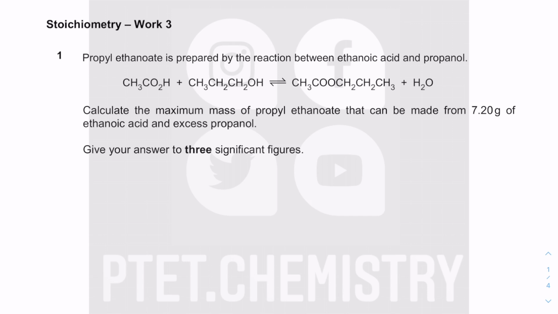So this is propyl ethanoate, which is prepared by, meaning to say this is the product. Prepared by means formed by, produced by the reaction between ethanoic acid and propanol. So you need to know that this is one of the products and this is another product, and obviously you know this product is water, which means this must be the other product, which is propyl ethanoate, and the name itself will make more sense once you come to organic chemistry later on when you reach year 10 or year 11, depending on whether you're on the 2-year or the 3-year program.